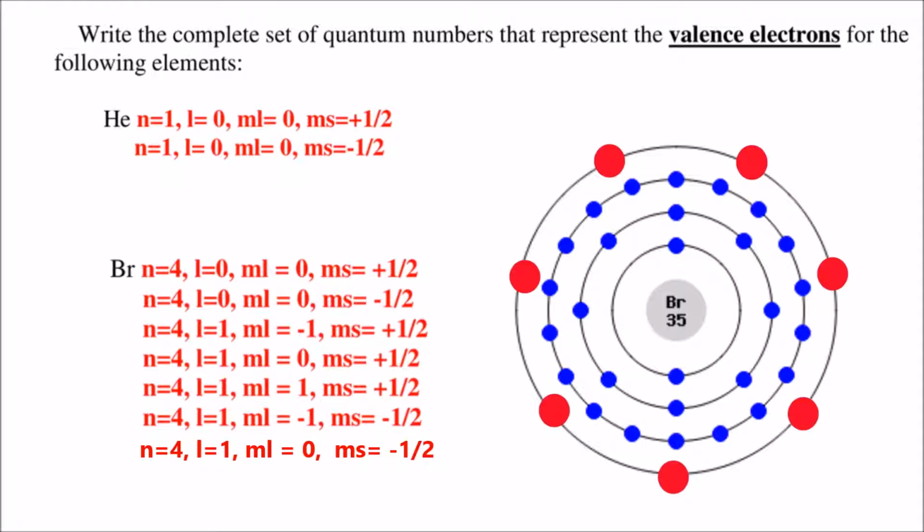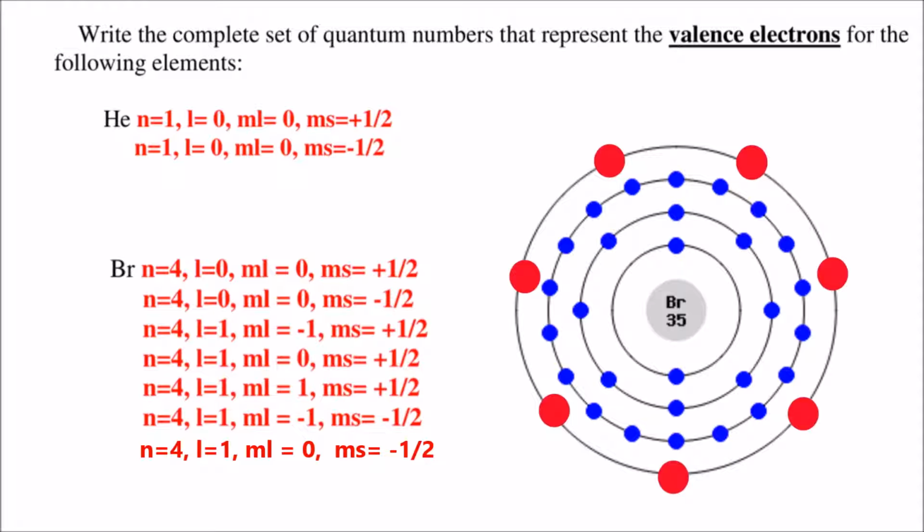Remember, in the first energy level we have 2, then the second one we have 8, then the third one we can have 18, and finally in the fourth energy level we could have 32 electrons. We don't, but we could. As it turns out, we end up with 7 electrons left over, so bromine's got 7 valence electrons, and we need to identify the quantum numbers for each of these 7 valence electrons.